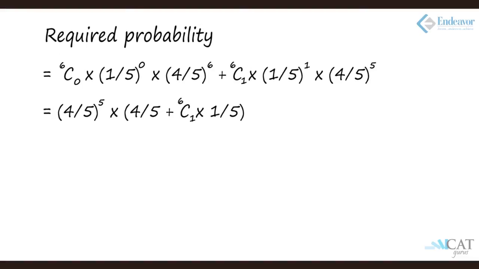So 4 by 5 raised to 5 common, 4 by 5 left from the first case added to 6C1 into 1 by 5 from the second case, that is 6 by 5. That is 2. So 4 by 5 raised to 5 into 2 is the final answer. I am sure this type of question is very likely to be asked in CAT, and hence I suggest everybody to focus and practice more such questions.